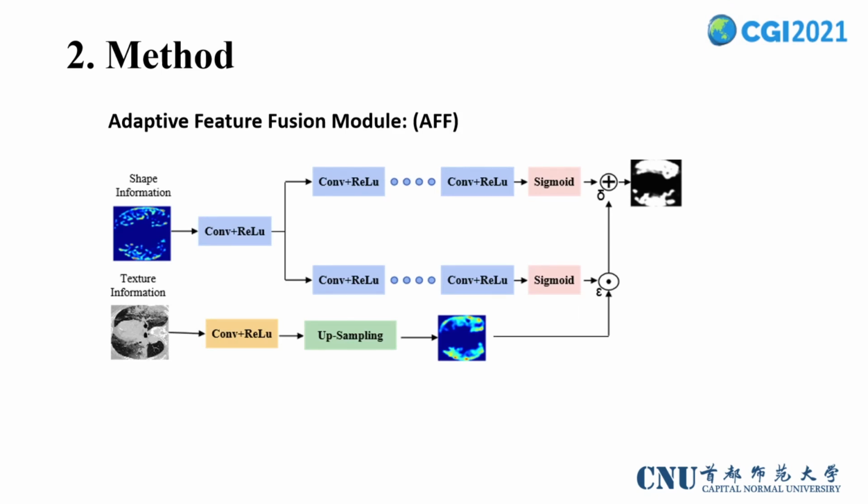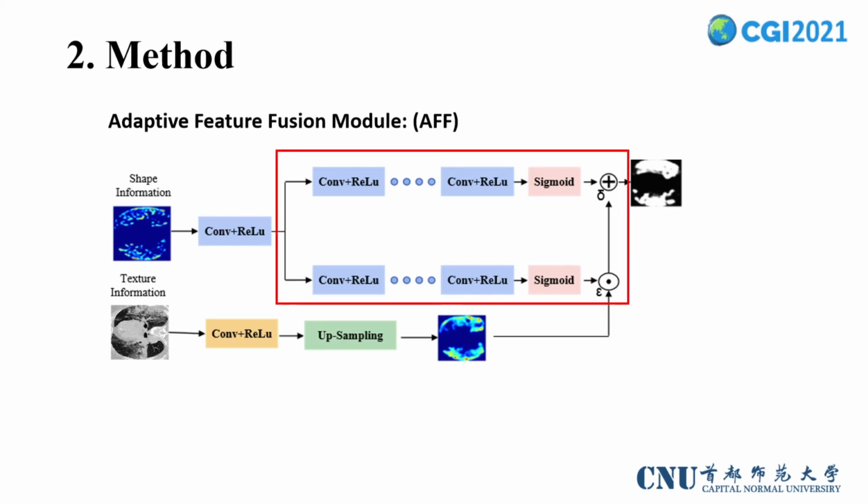Next, we introduce the FF model. As illustrated in the picture, given the texture features M texture and the shape features M shape, first, the mapping function L is obtained by the FF model based on the shape features to produce a set of affine transformation parameters, gamma and beta. It can be expressed as the following formulation.